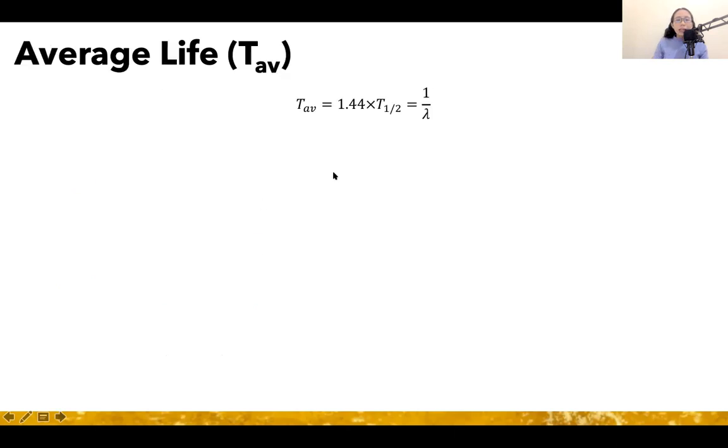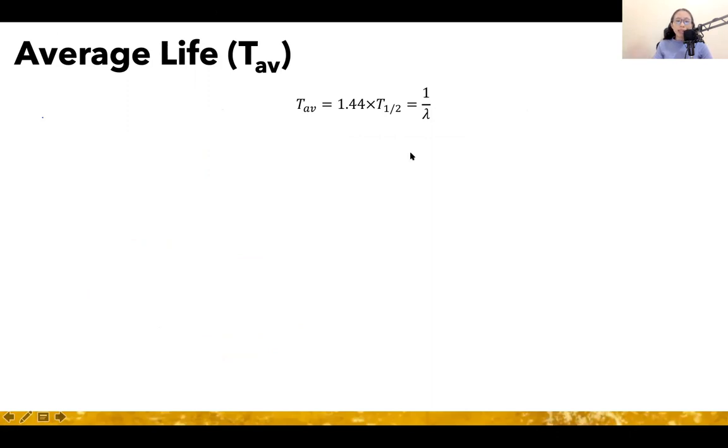Okay. Now, we also have another quantity called average half-life, average life or T AV. So this one is related to the half-life of the radionuclide or even the decay constant, as given by this equation. So it's 1.44 times the half-life, or equal to simply the inverse of your decay constant.